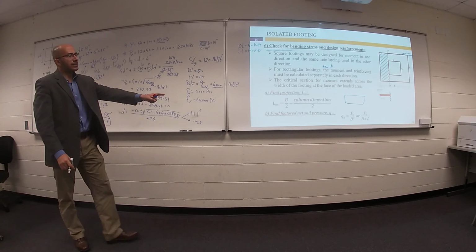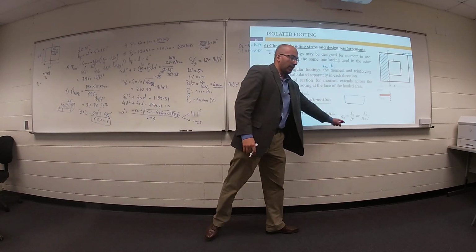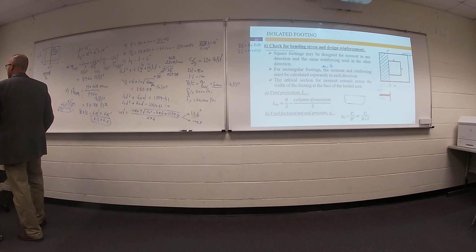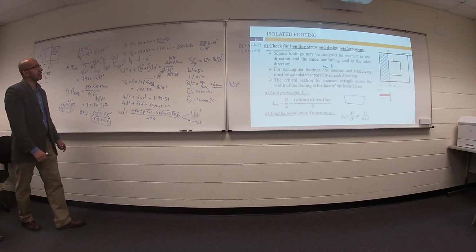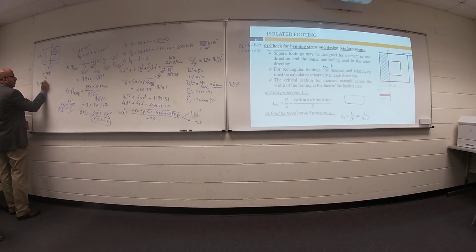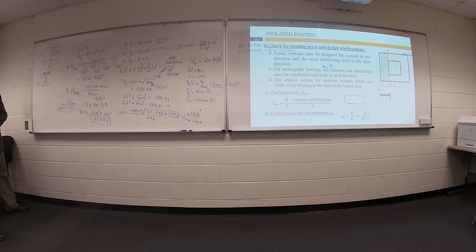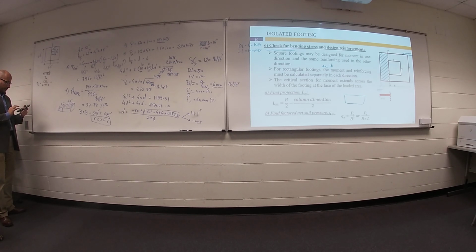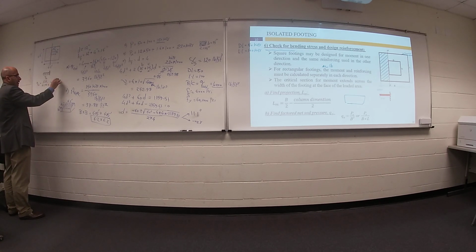Yeah, Q ultimate equals your P ultimate divided by the area of footing. What is the value of P ultimate? The value of P ultimate is 220, divided by your area of footing, 6.2 times 6.2. Your pressure will be 5.7. Please be careful about your unit. Your load in kip, your area in feet square.